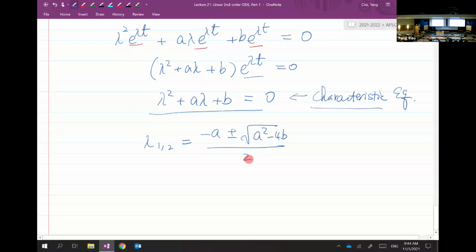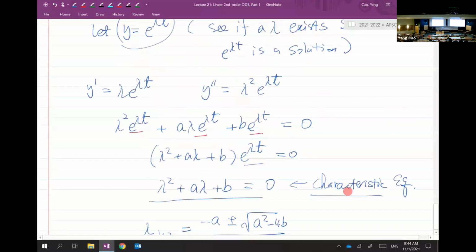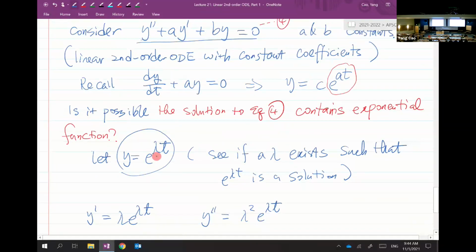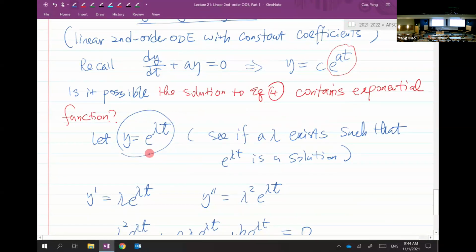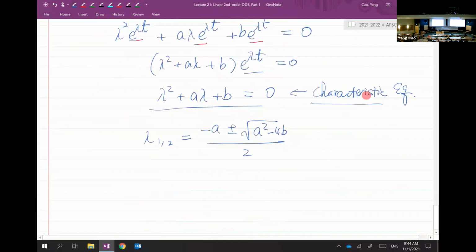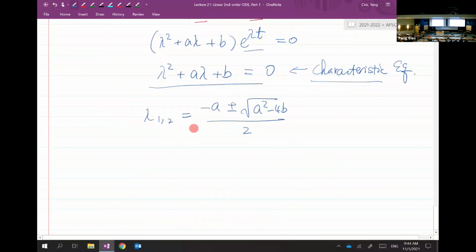So that actually already proved our conjecture right at the beginning. Is it possible that there exists a lambda such that this is a solution? The answer is yes. You got 2 here.